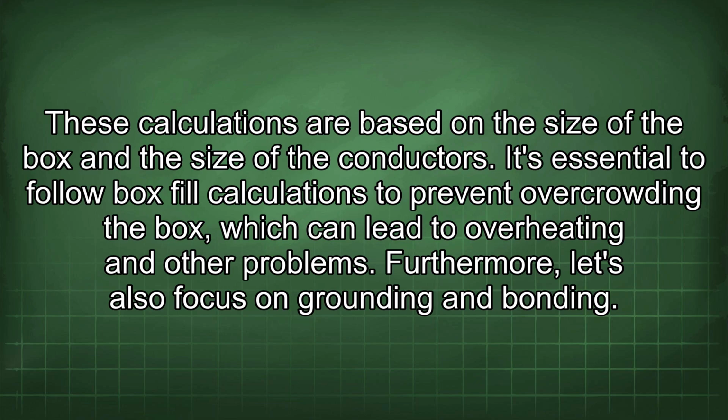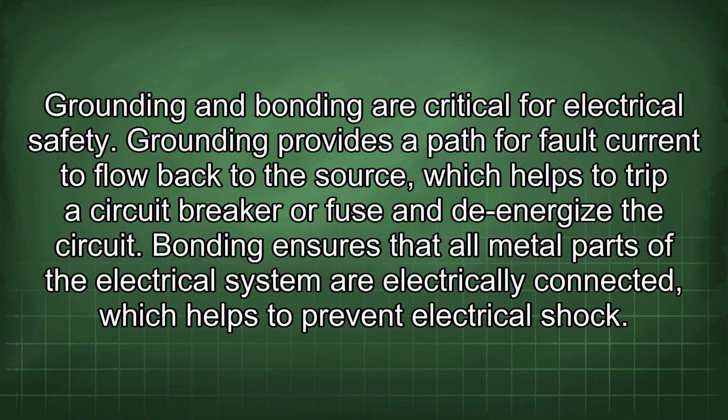Furthermore, let's also focus on grounding and bonding. Grounding and bonding are critical for electrical safety. Grounding provides a path for fault current to flow back to the source, which helps to trip a circuit breaker or fuse and de-energize the circuit. Bonding ensures that all metal parts of the electrical system are electrically connected, which helps to prevent electrical shock.